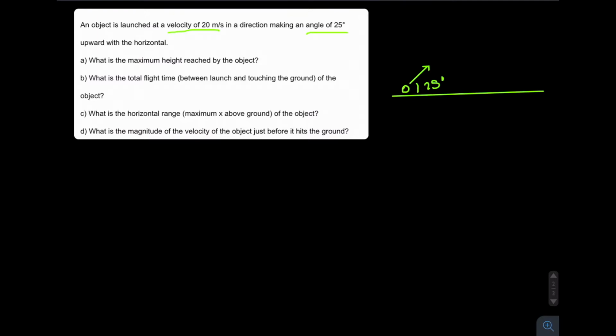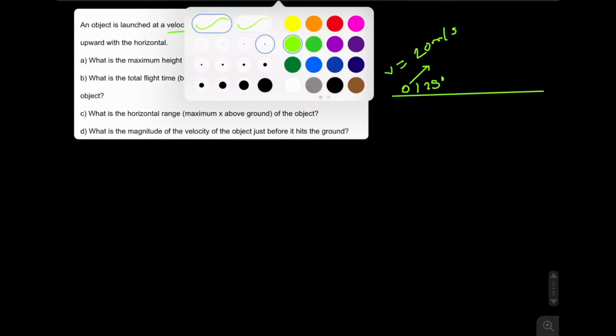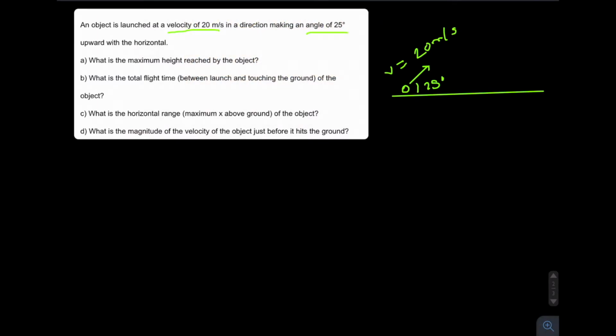And we're given that the velocity here is 20 meters per second. So the velocity is 20 meters per second. What does that mean? We know that the resultant velocity, or the initial velocity, is 20 meters per second. Now, the first question wants us to find the maximum height. So let's think about it, right? We want to find the maximum height.